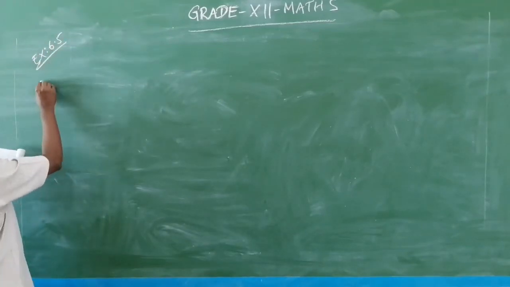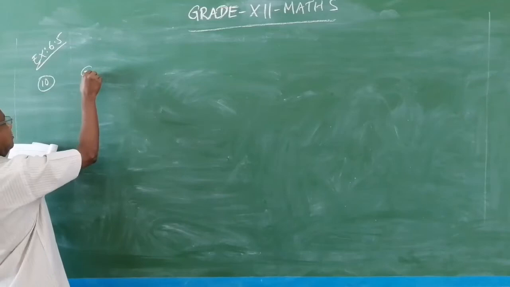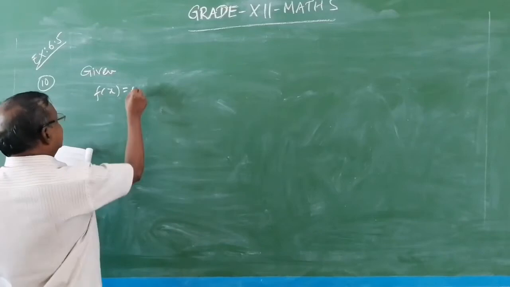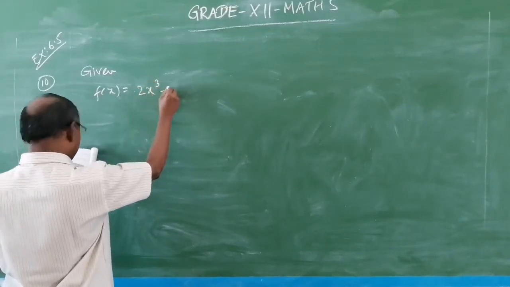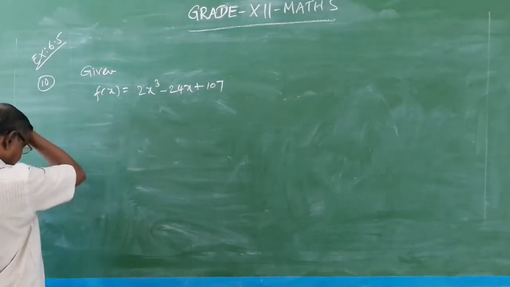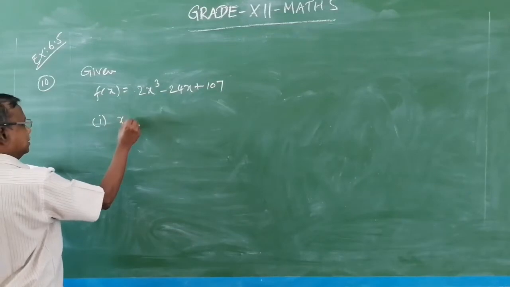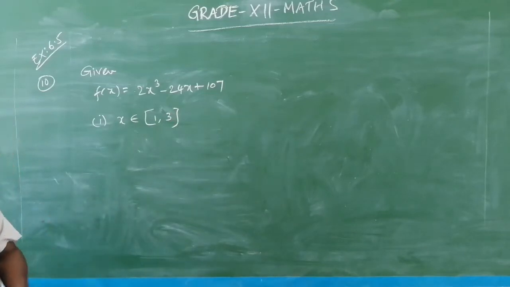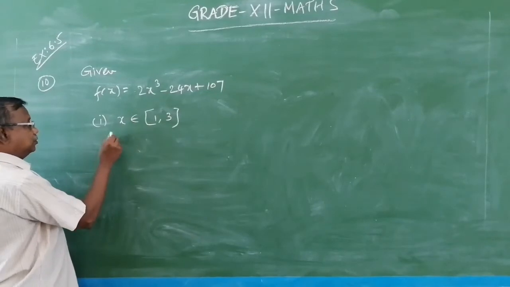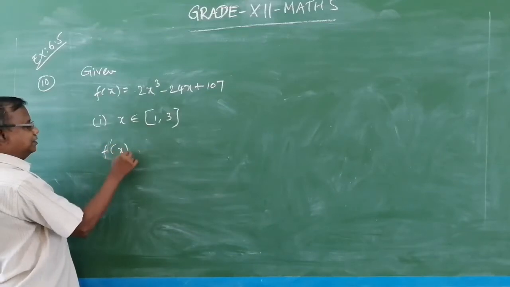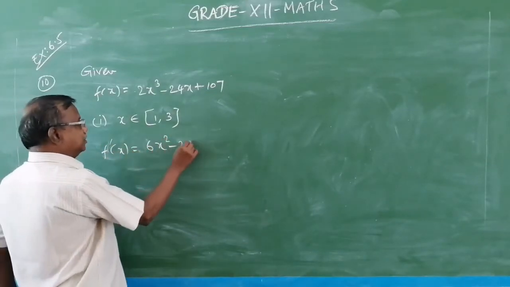Question number 10. We are given f of x equal to 2x cube minus 24x plus 107 in the interval. First subdivision, x belongs to the interval 1 comma 3. So differentiating f of x, we have f dash of x equal to 6x square minus 24.